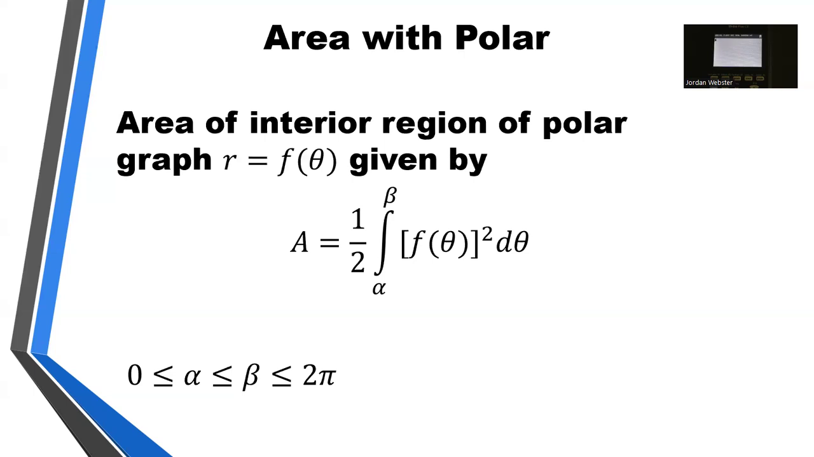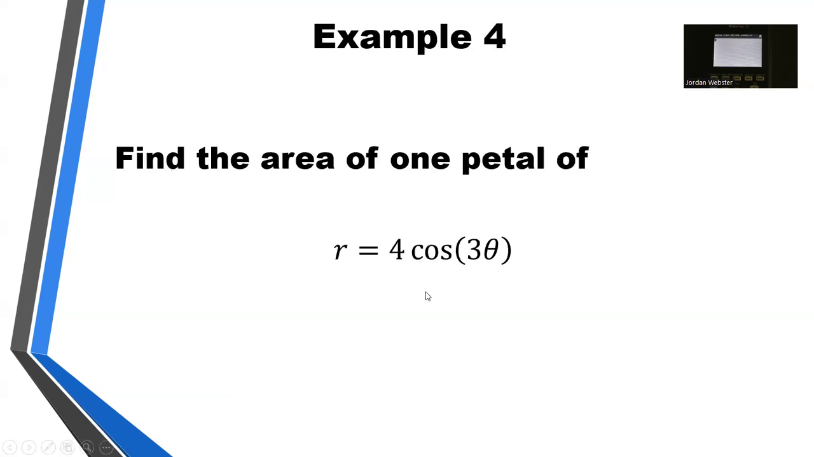I'm not going to go over that in this video. This video is about how to use your calculator to do that. So we're going to jump right in to the example, but that's where one of these examples comes from. So let's find the area of one petal of r equals 4 times cosine of 3 theta. This was example 4 in that lecture on calculus with polar equations.